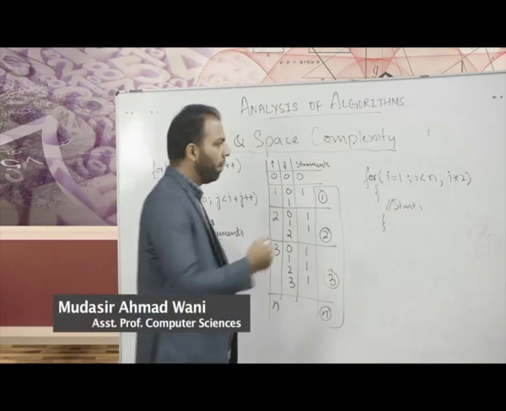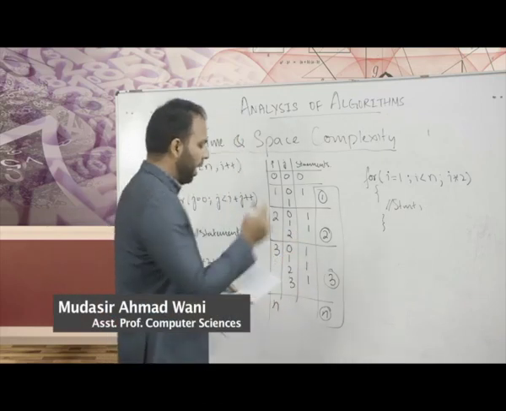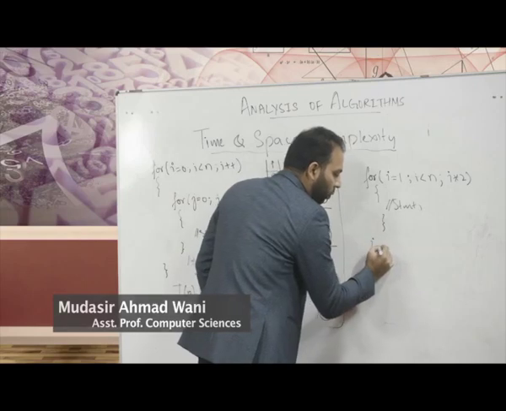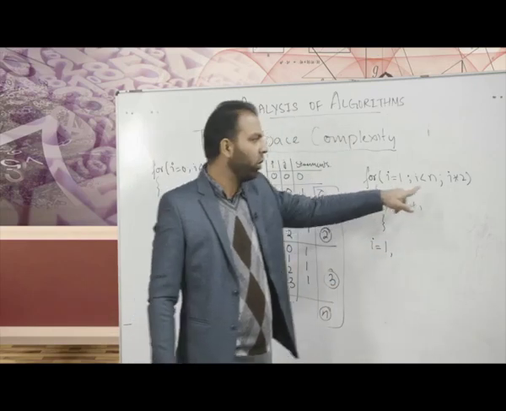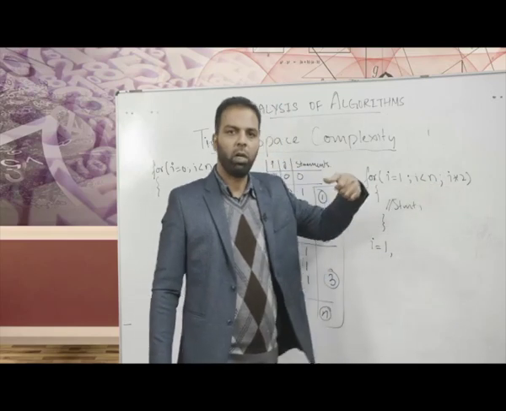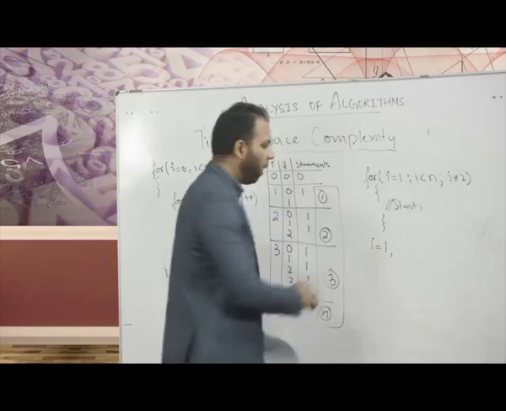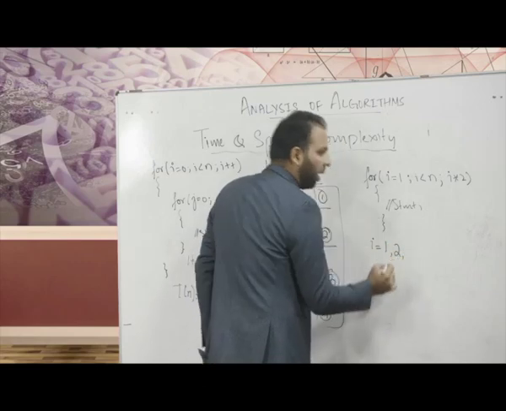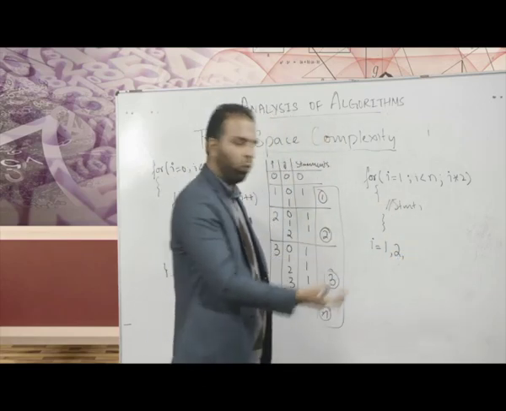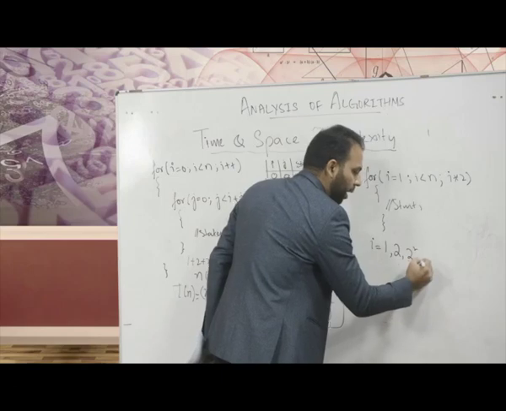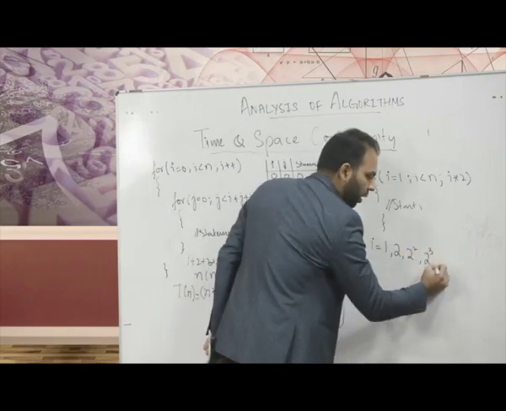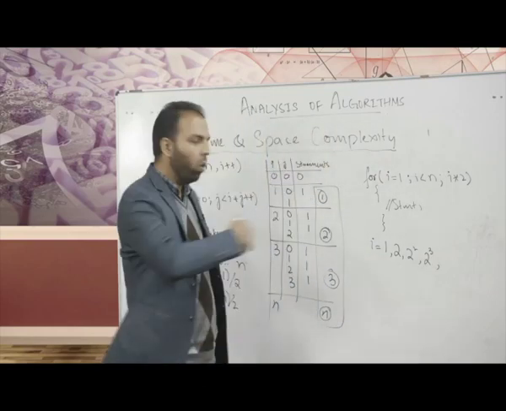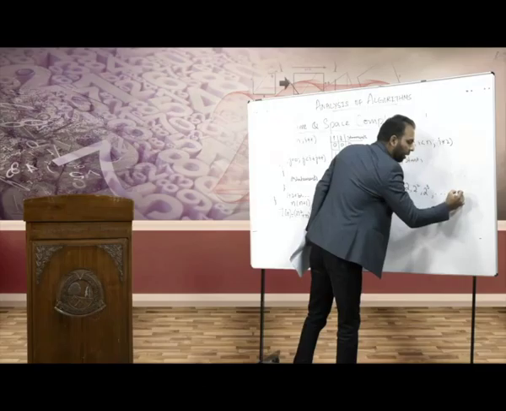Why? Because if we go with it, initially the i value will be 1, fine. And after 1, it's not stepping by 1, it's going twice. So after 1, it will be 2. After 2, we are multiplying again by 2, that is 2 square. After that, we are again multiplying it by 2, giving 2 cube. So it will go on and on until it becomes 2 raised to the power k.